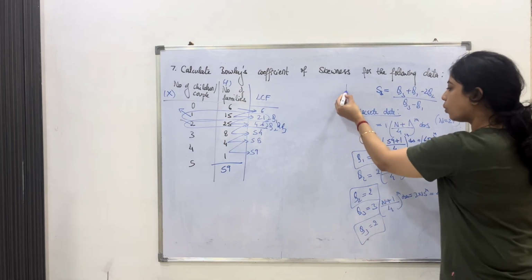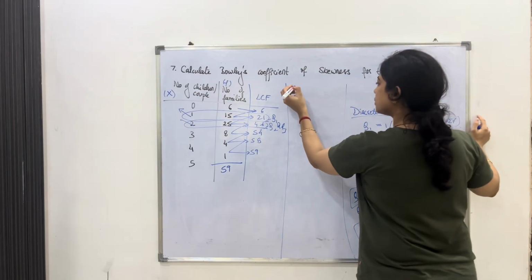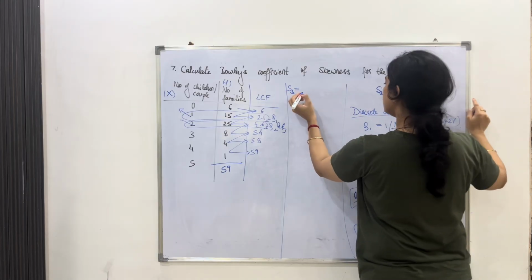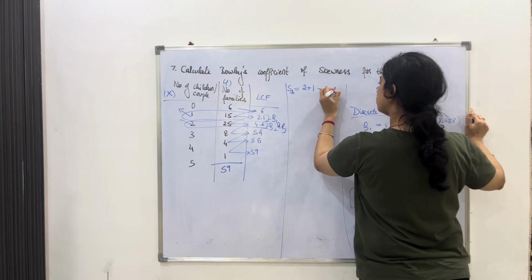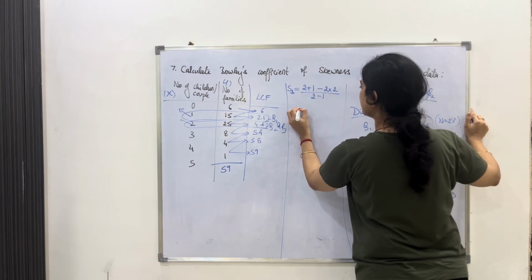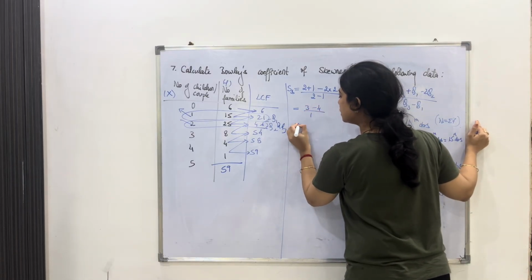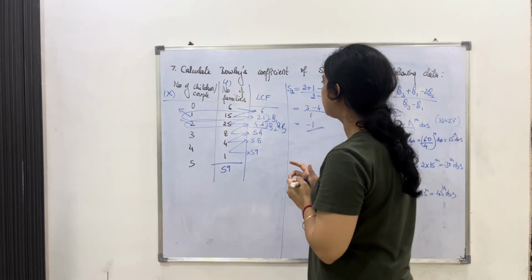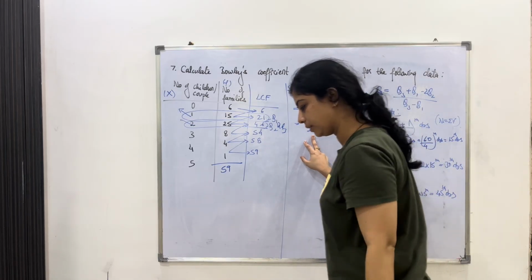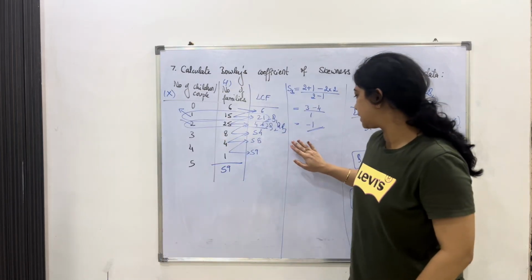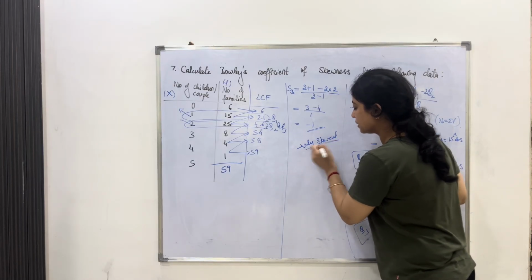Now we got all the values of Q1, Q2, Q3. Let us substitute back in the formula. So SB is equal to 2 plus 1 minus 2 into 2 divided by 2 minus 1, which is 3 minus 4 by 1, which is minus 1. So the value of Bowley's coefficient of skewness is minus 1, which again lies between the range of plus 1 and minus 1. So here we can call this negatively skewed. So this is the answer.